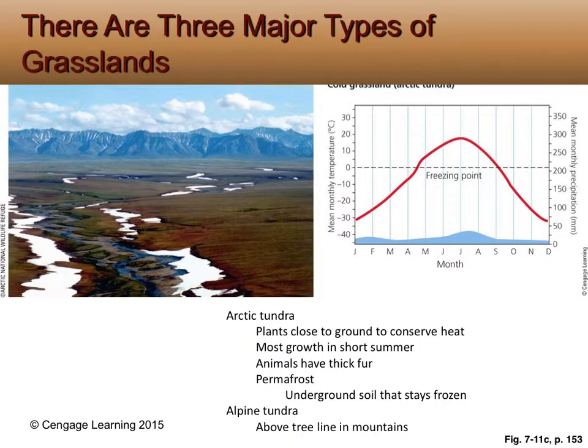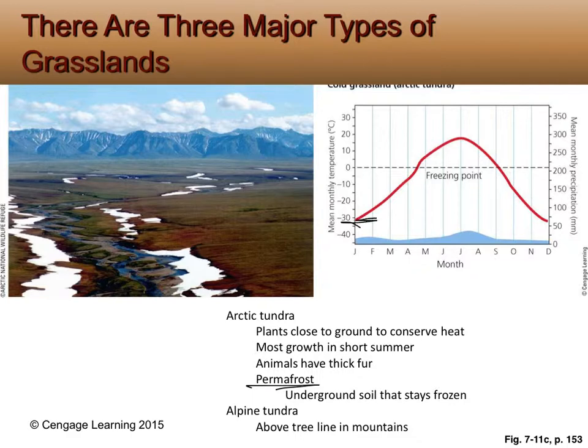This is actually another type of grassland. This is the Arctic tundra. You probably have heard that term before. The tundra is associated with something called permafrost. What happens is the ground is permanently frozen. This would be like the northern reaches of Canada, the northern reaches of Russia.